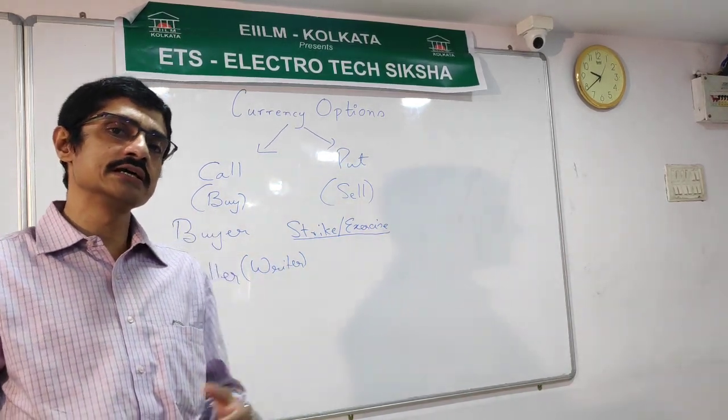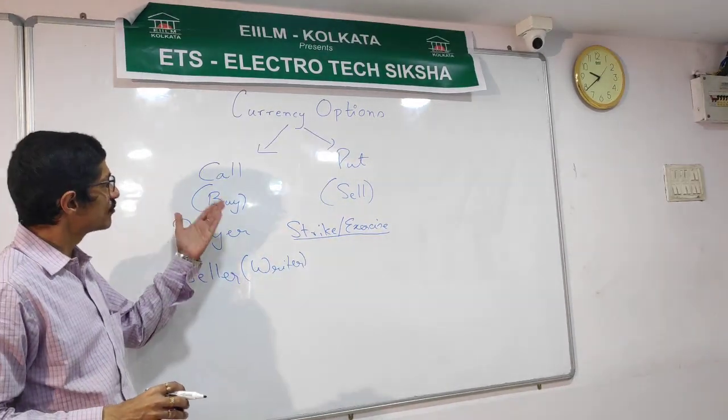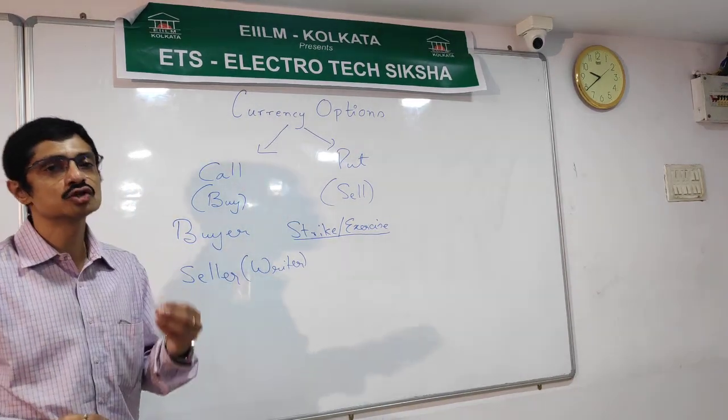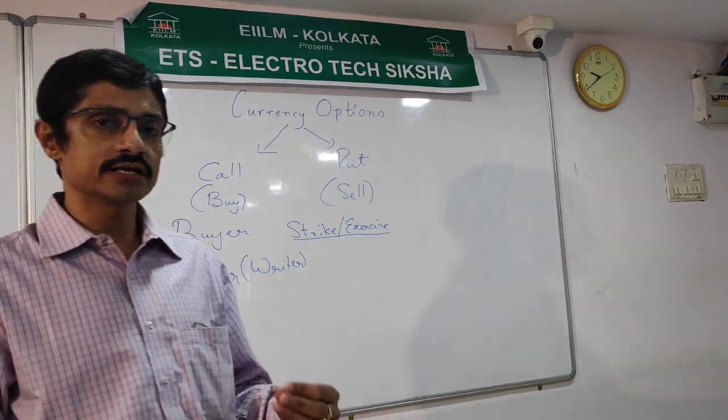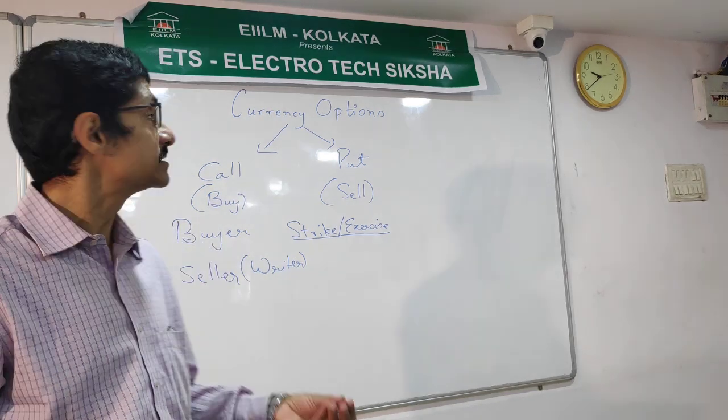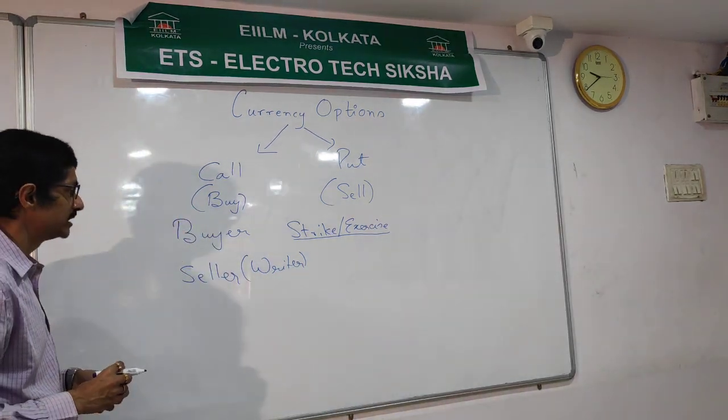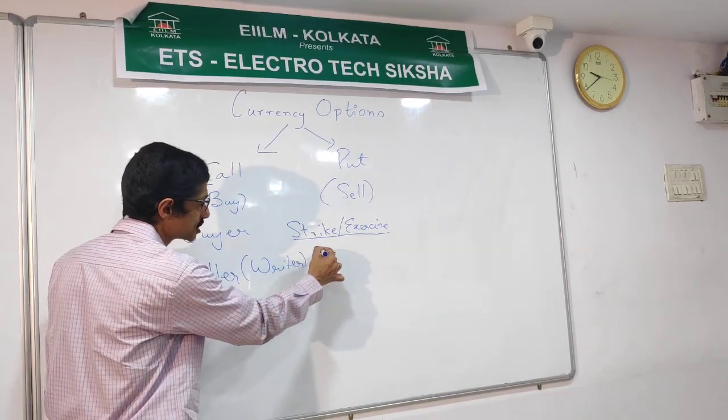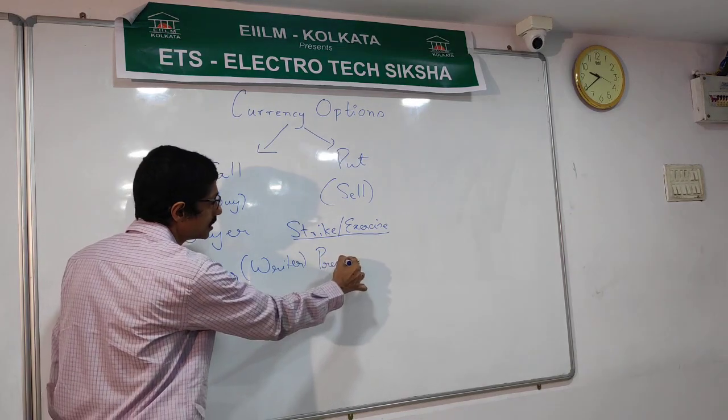Now, because the seller is under an obligation to provide that particular instrument, it can be commodity, it can be forex, it can be currency, to the buyer at a particular date, the seller will receive a compensation for that, which is called the premium.